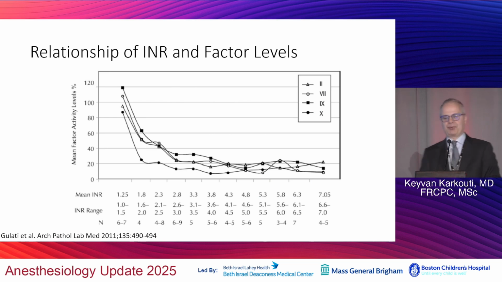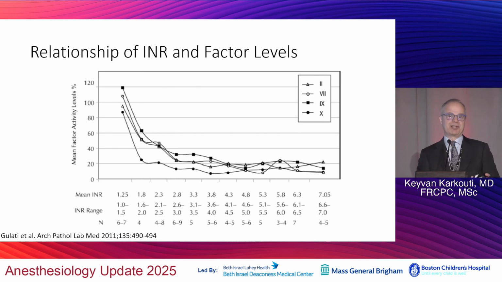Now, the relationship between INR and factor levels is important. As I mentioned in our last study, we actually use INR to determine if patients have coagulation factor deficiency, and that's based on curves like this. So once your INR is elevated, which is that second set of dots from the left, INR range 1.6 to 2.0, so it's more than 1.5, you can see your factor 10 level is already down to 20%. Other factors are around 50%. So an elevated INR means your factor levels are low.